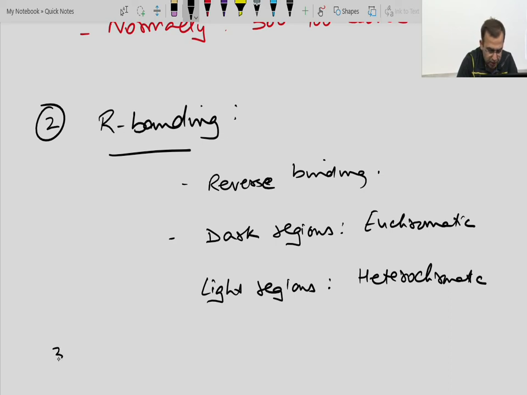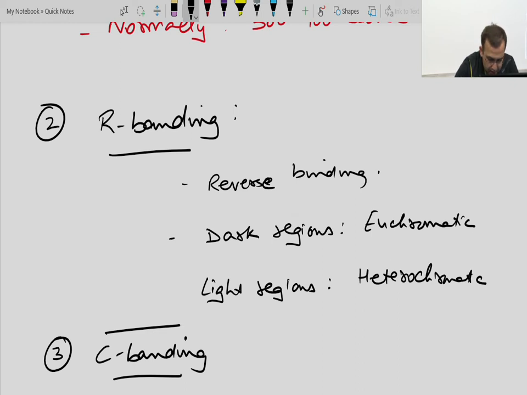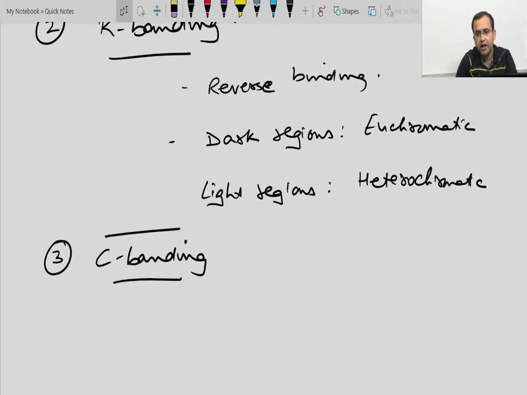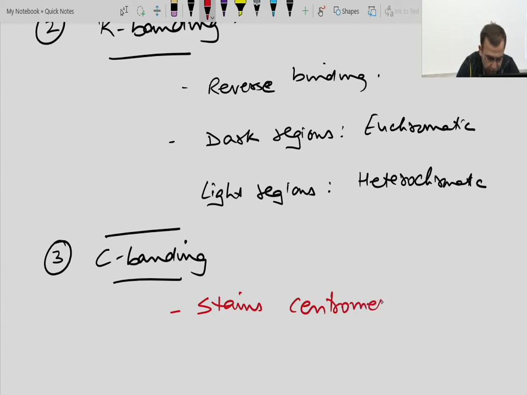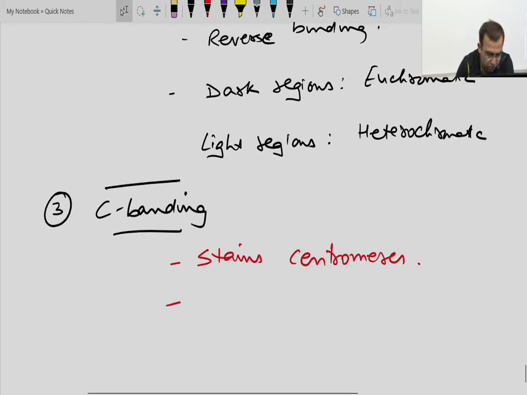Next, the next banding is C banding. It stains centromeres. So, what does it bind to? It binds to constitutive heterochromatin.